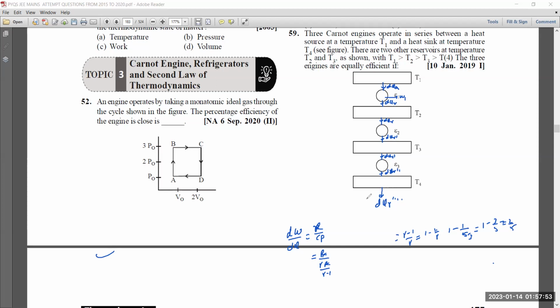condition for equal efficiency, sir. So equal efficiency means the ratio of 1 minus T1 by T2 is the same as 1 minus T2 by T3, I mean, 2 by 1 equals 3 by 2 equals 4 by 3. You can directly write that T2 by T1 is the same as T3 by T2, same as T4 by T3, isn't it? Yes, sir. Because the efficiency depends on the temperature of the source and sink. So equally efficient means they have the same ratio of temperature, right? So have they given such an option?